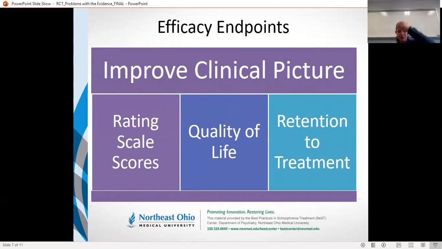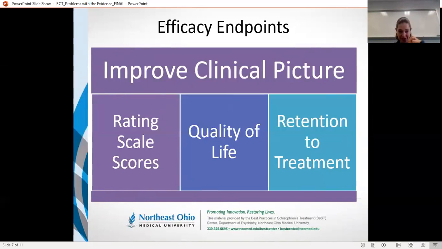To bring it full circle, so who we study it in, how we dose it, and then what we're evaluating as far as efficacy. The ultimate goal is really that improved clinical picture, so that the patient is getting better, that their symptoms are resolved, that they're really not suffering anymore from whatever condition it is that we're treating. And that would be the goal for clinical practice.